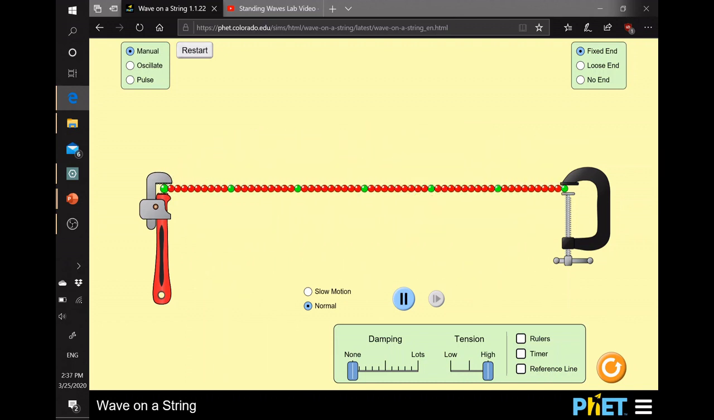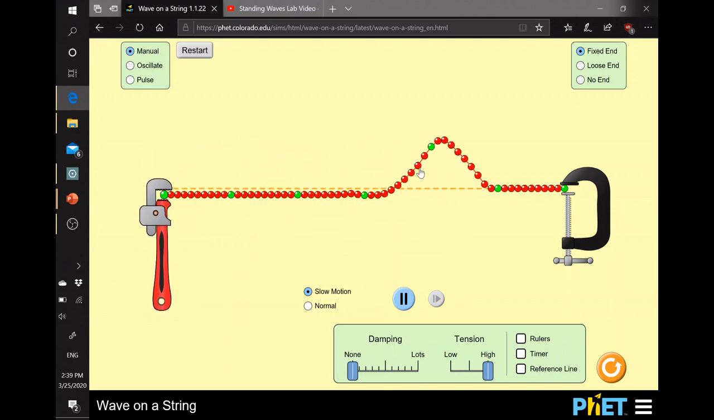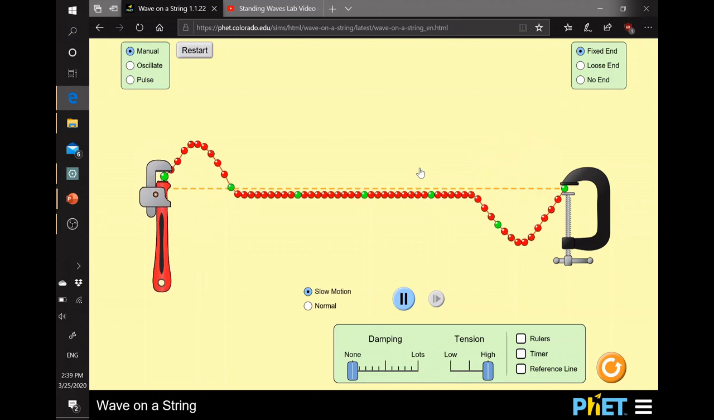Now what I'm going to do is wiggle the wrench and send a wave down the string. When that wave reflects, it will be a traveling wave that's moving left. While that's happening, I'm going to wiggle the wrench again and send another traveling wave to the right. So here's the first wave going right. When it reflects, I'm going to send a second wave.